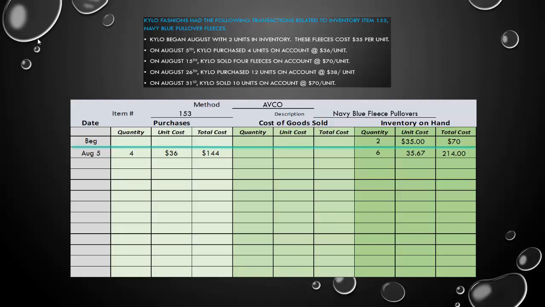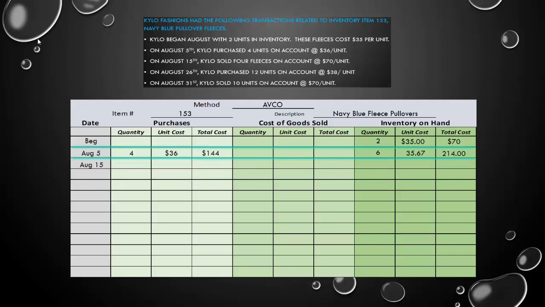For the unit cost, how do you figure it out? Well, it's the average. You figure out the average the same way you always figure out the average. You take the total and you divide it by the quantity. So if you take $214 in total cost, divide it by the 6 units of inventory that we have, you get $35.67. So the average cost basis per pullover that you have is $35.67 at this point.